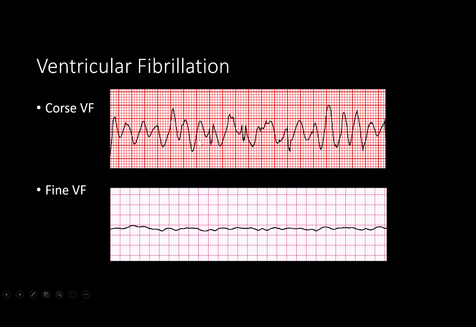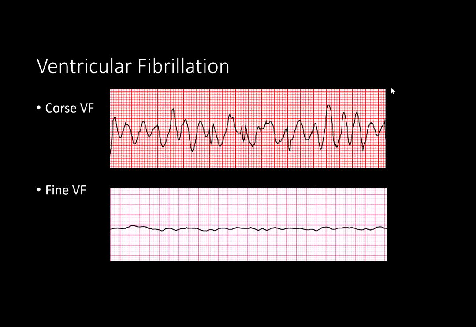We have two types of VFib. You have very coarse ventricular fibrillation and very fine VFib. One's just very wide and irregular, and one is almost like an asystole. This is important to note because I'd actually rather see this coarse VFib. Coarse VFib means they've died sooner, whereas fine VFib gets more and more fine as time goes on. So we want to see that coarse VFib because it means the patient has just arrested.